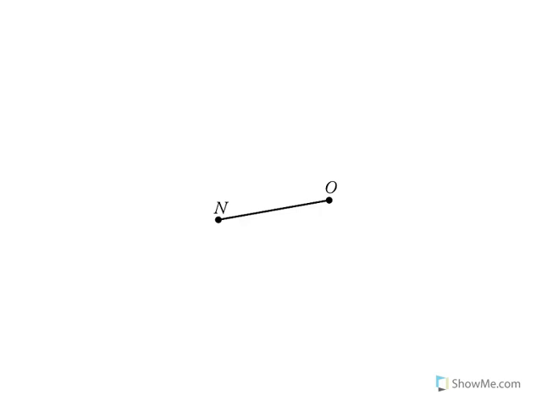What figure is this? That's correct. This is a line segment because it has a start point and it has a stop point. So that makes this a line segment. To represent a line segment, you would draw a small line and put NO.